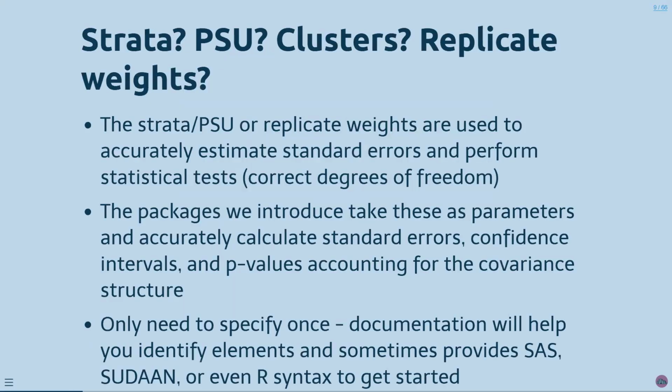Another important thing you might see in your survey documentation that you don't want to skip: strata, PSU, or clusters, or something called replicate weights. All of these are used to describe the design of the survey and correctly account for the standard errors and perform statistical tests. So it helps you get the correct standard errors. There's a lot of correlation going on. These are not usually simple random samples. And so the software allows you to correctly calculate your variance and covariance and your degrees of freedom.